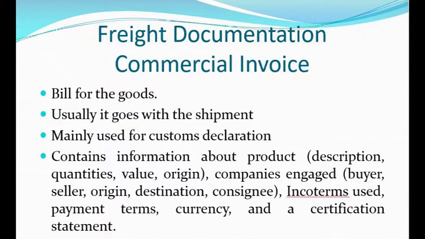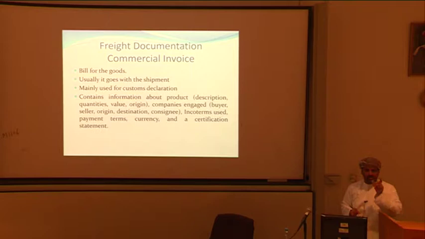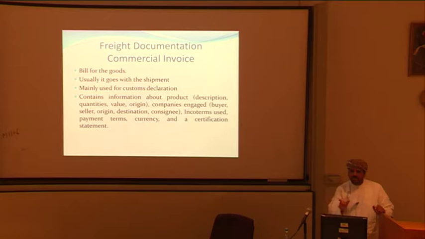Mainly used for customs declaration, it contains information about product description, quantities, value, origin, companies engaged, the buyer, the seller, the origin, the destination, the consignee, incoterms that are used, payment terms, currency, and the certification. So many different pieces of information, but the main information in here is about the payment issues, the payment term, and the value of the shipment. I'll show you some images of these later on.